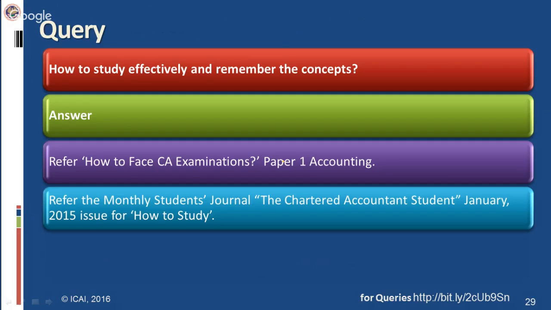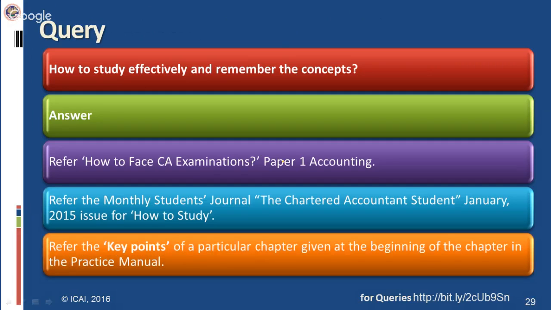I think they will not be able to locate this how-to-study by referring to past editions of the student journal. But in every study material, in every edition, we have given these key points. Yes, in the July 15 edition it's there. Most of the students might be on the July 15 edition only, because the key points of a particular chapter are given at the beginning of the chapter in practice manner also.